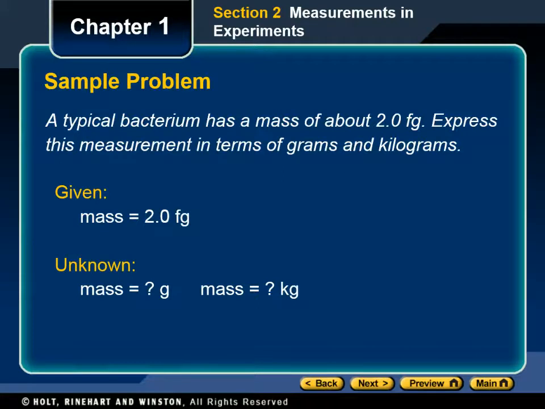Sample problem. A typical bacterium has a mass of about 2.0 femtograms. Express this measurement in terms of grams and kilograms. Note the given. Mass is equal to 2.0 femtograms. Note the unknowns. The mass in grams and the mass in kilograms.